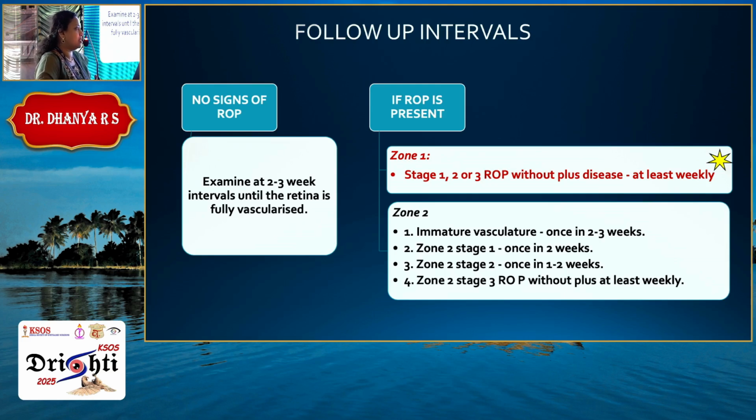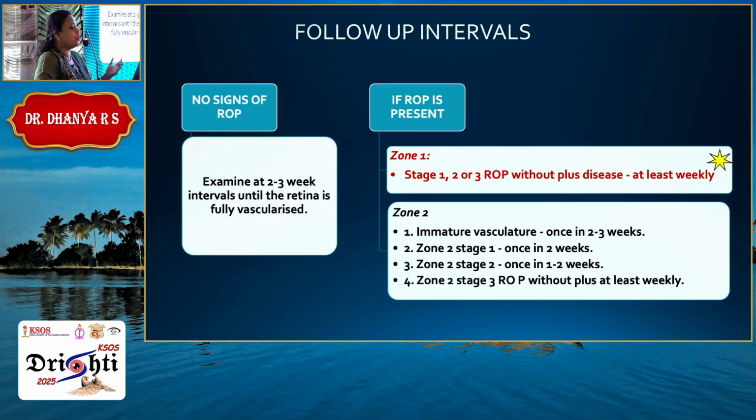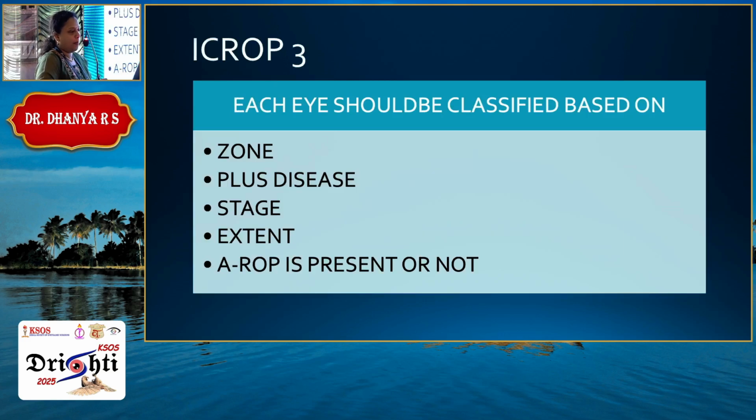But without plus disease, see the baby at least weekly or even at a shorter duration. So, if it is stage 2 or 3, see the babies every 48 hours or 3 days or something like that, as you feel. Okay. So, don't take that risk of not seeing the baby. And if it is a zone 2 disease with immature vascularization, or it's a stage 1, 2 or 3, then you can follow up the babies weekly or every 2 to 3 weeks. Now, this is a recent classification which we have to follow, that is the ICROP 3 guidelines.